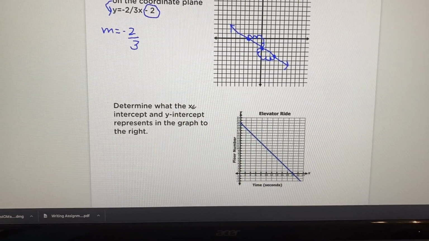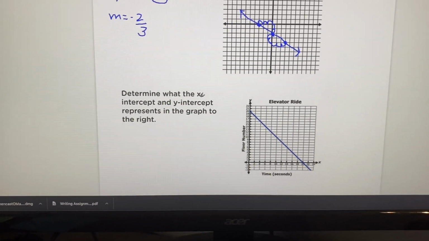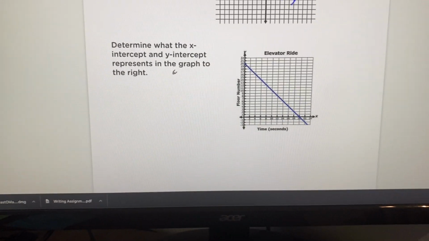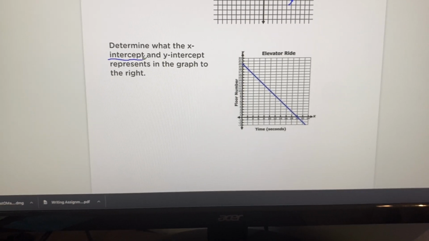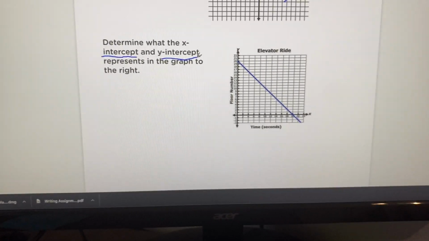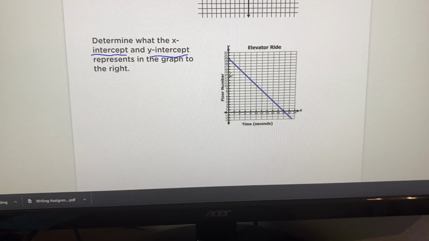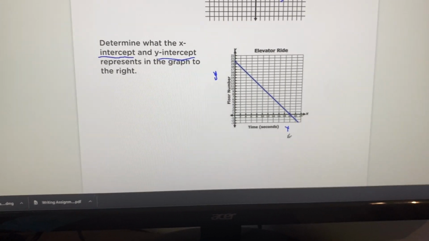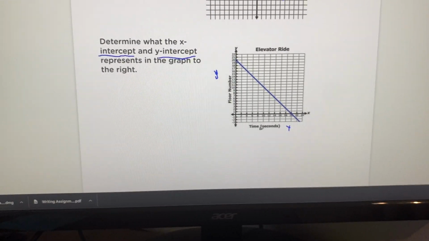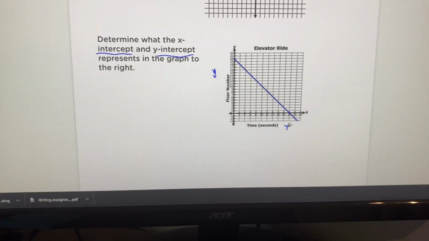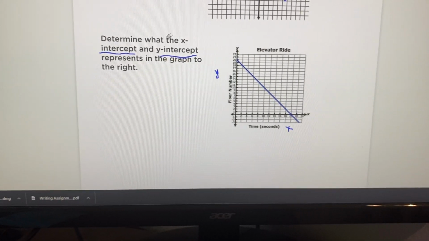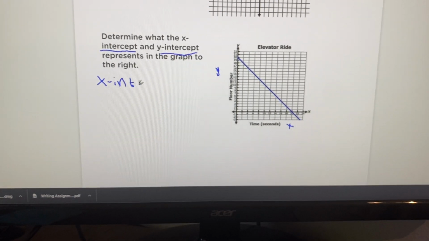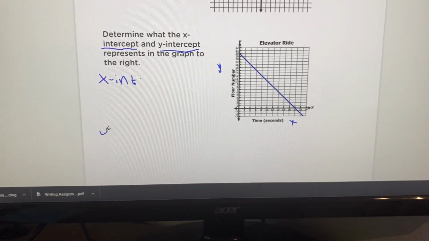Alrighty, and then the second part of your Unit 3 has a real world scenario, so I've come up with another one for you here. The question is asking what the x-intercept and y-intercept represent. A lot of you told me just what the x-axis and the y-axis represent. Some of you said, oh, x represents time. Well, the x-axis, yes, does represent time, but I want to know specifically what the x-intercept represents and the y-intercept.